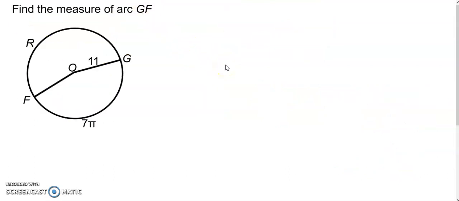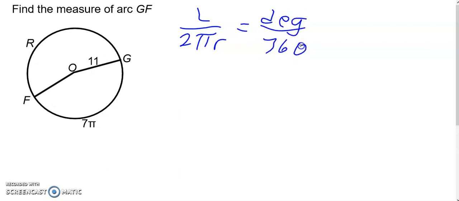Please double check your instructions on your homework on which decimal place to round it to. All right, let's find the measure of arc GF. Measure is the number of degrees. To find the arc measure, I notice they've given me the radius and the length of this arc. This arc has a length of 7 pi, and what they want is the degrees. So we can still use the arc length formula: the length of the arc over 2 pi r, the circumference of the circle, equals degrees divided by 360.